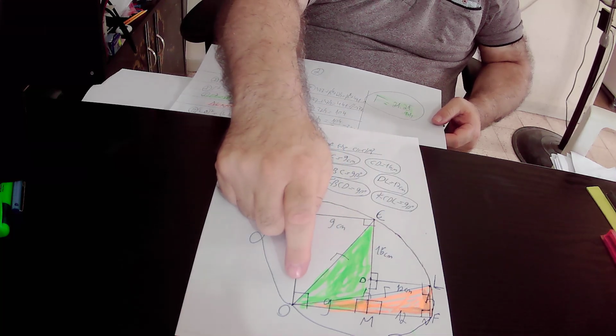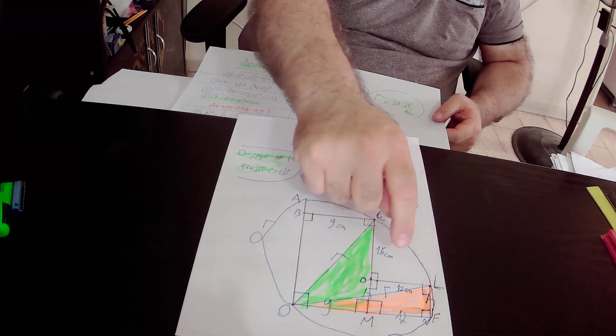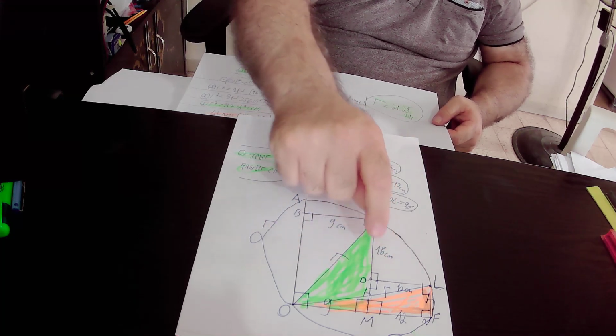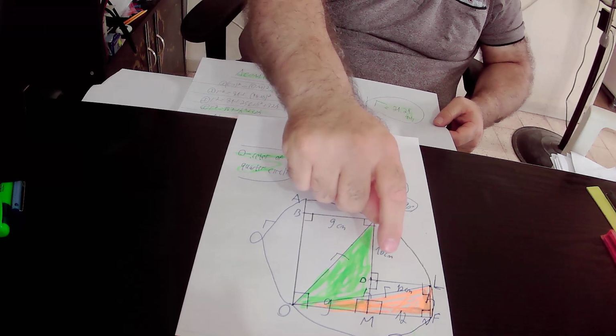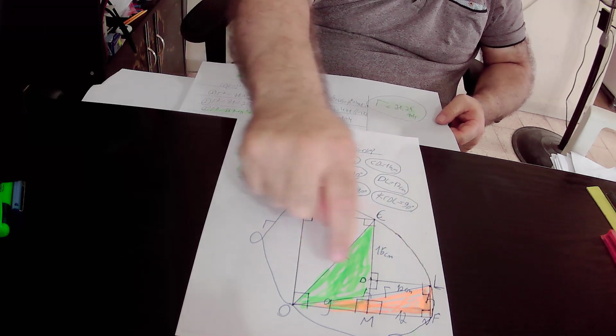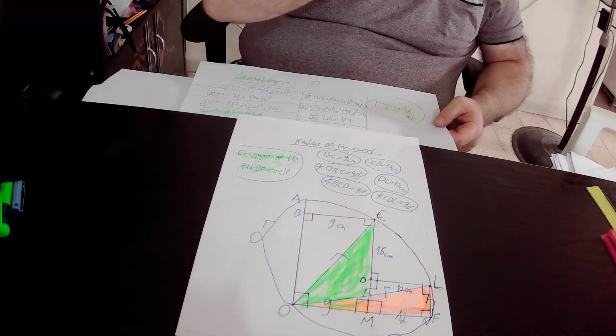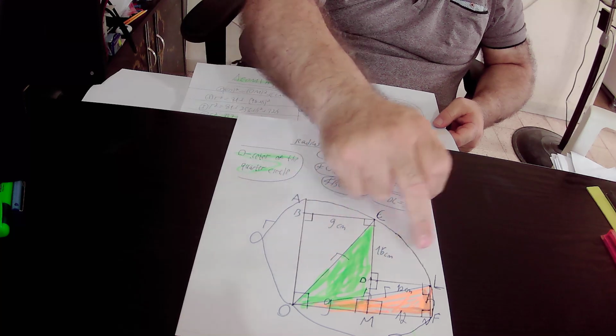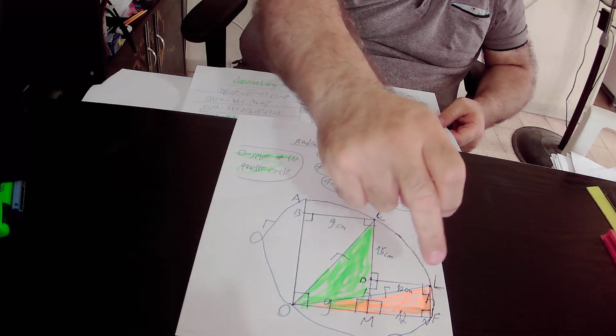Then we joined points O and L together by a straight line. Point O is the center of the quarter circle. Point L is the point of the quarter circle itself. Therefore, OL is the radius of the quarter circle, which is equal to R. Then we implemented the Pythagoras theorem on the orange triangle, triangle OLN. According to the Pythagoras theorem, OL square equals LN square plus NO square.